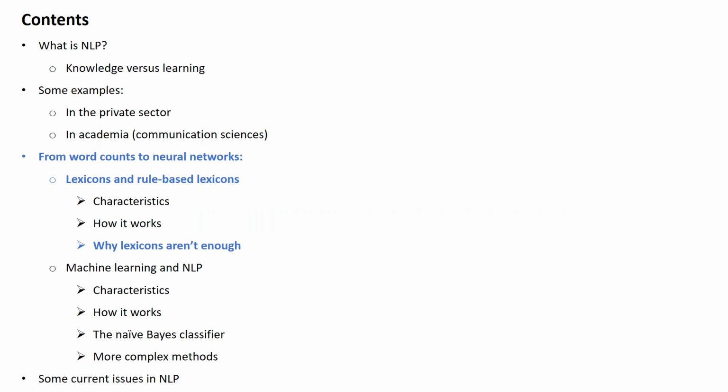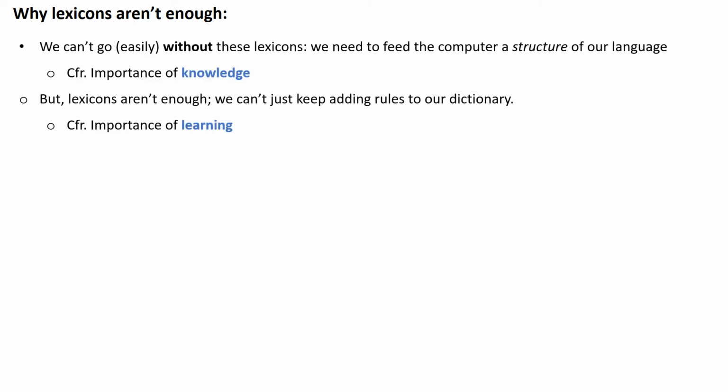Although lexicons are prevalent and even necessary for NLP applications, they are usually not enough for a computer to reach a true understanding of human language. Now, why is that? This has everything to do with the aforementioned distinction between knowledge and learning. So, on the one hand, we can't go without these lexicons. We need to feed a computer a structure of our language, so that it knows, for example, that "I am" is an inflected form of "to be."